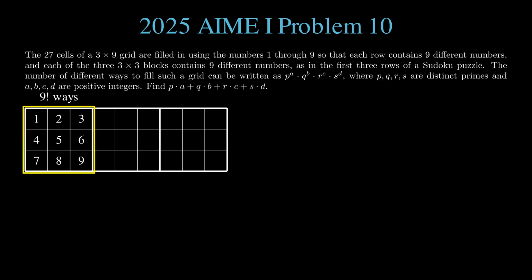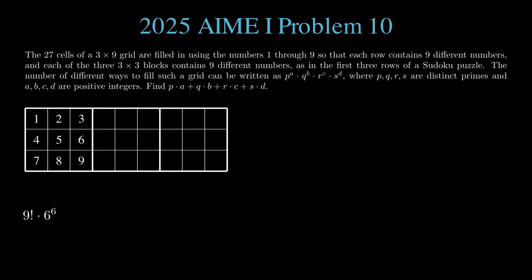Now, here's another key observation. Within each 1x3 row in any 3x3 block, the numbers can be rearranged freely. And why is that? Well, swapping those 3 numbers is never going to break any rules. That means that there are 3 factorial, or 6, ways to arrange them. So really, we just need to figure out which 3-number groups go where and then multiply by 9 factorial times 6 to the 6 to account for all arrangements.